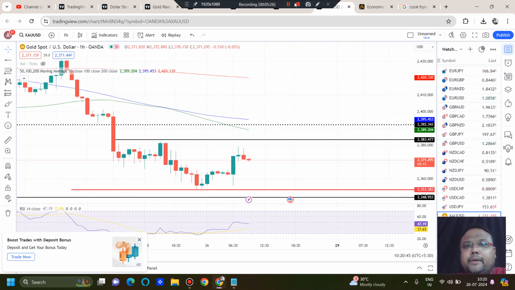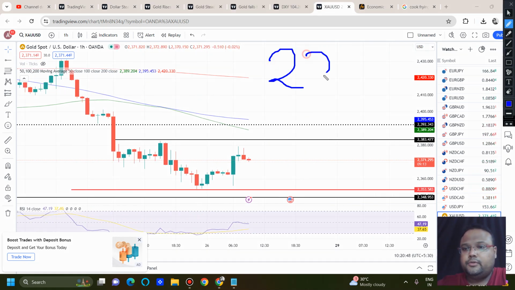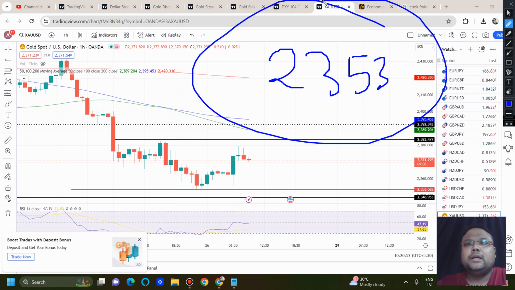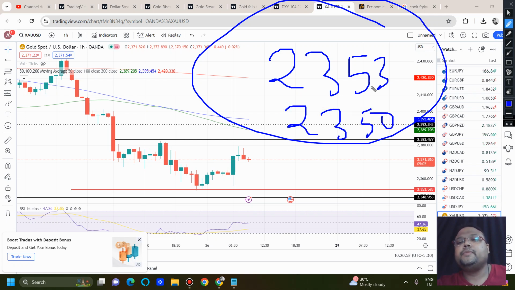And yesterday the market made a low of 2353. Okay, this is the low made by the market. So before the US session, if gold goes down, we can expect the 2353 to 2350 level to be the support for the market. As a day trader, we can expect a bounce of 40 to 60 pips.